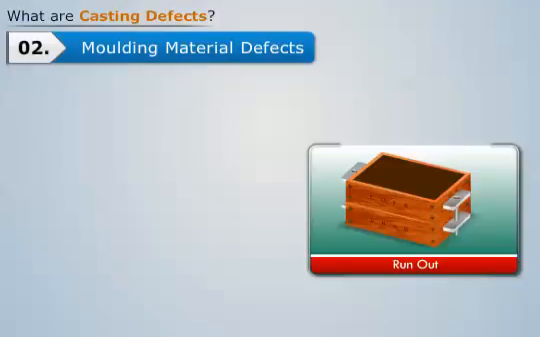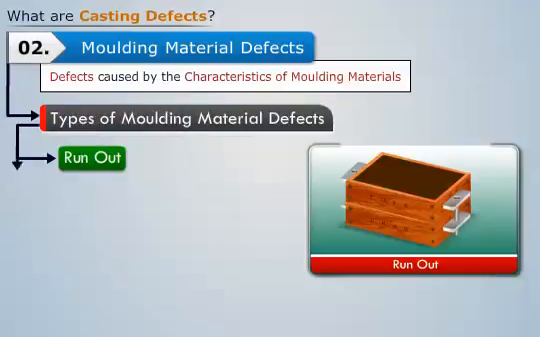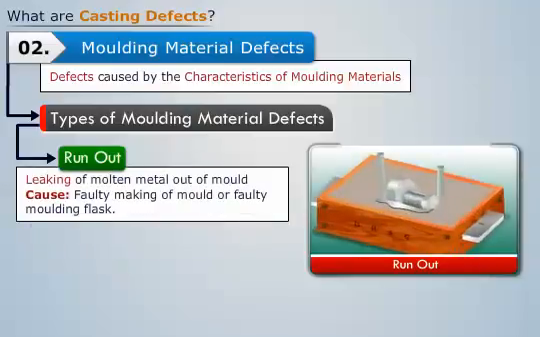Molding material defects. These are the defects caused by the characteristics of molding materials. They are further classified into runout, fusion, cuts and washes. Runout is the leaking of molten metal out of the mold due to the faulty making of the mold or faulty molding flask.